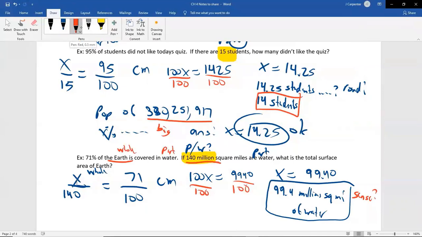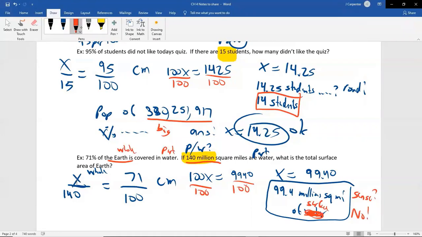The 140 million square miles are water, and we were asked for the total surface area, so of surface. That was the first thing I did wrong. So if there's 140 million square miles of water, how is it that the total surface area of Earth is 99.4 million? That includes the water and the land. So this has to be wrong.